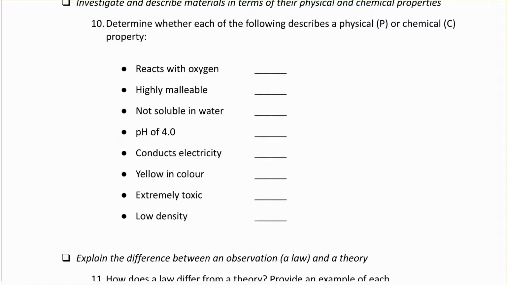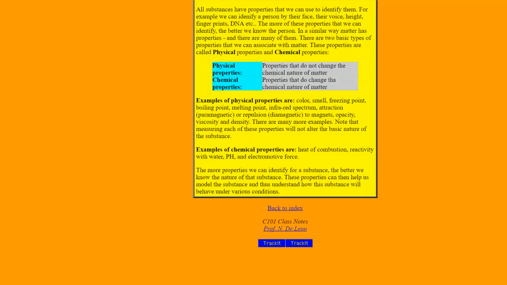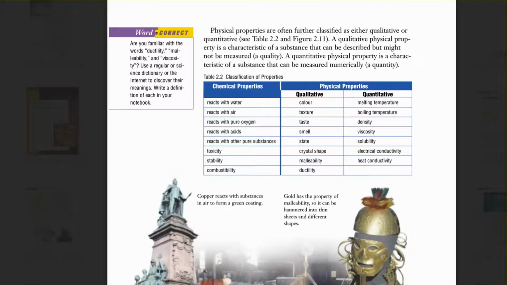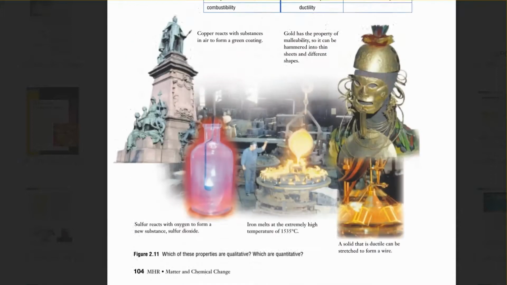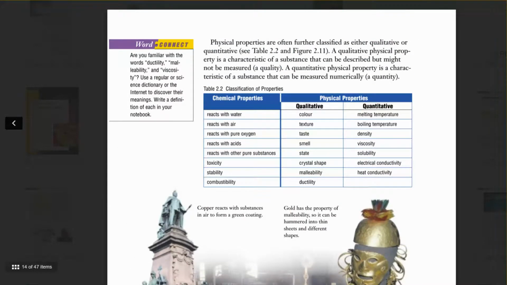For number 10, it says determine whether each of the following describes a physical or a chemical property. I just want to go over something kind of quick. Oh, wrong one. Okay. So you guys have this table in your textbook too. So we've got chemical properties and physical properties. It's on page 104 if you're interested. So chemical properties are really talking about whether it's something that could change the chemical or the chemistry of the object. So does it react with something is pretty much, I guess, what we're saying for chemical properties. Physical properties don't really change how it's going to react with anything.